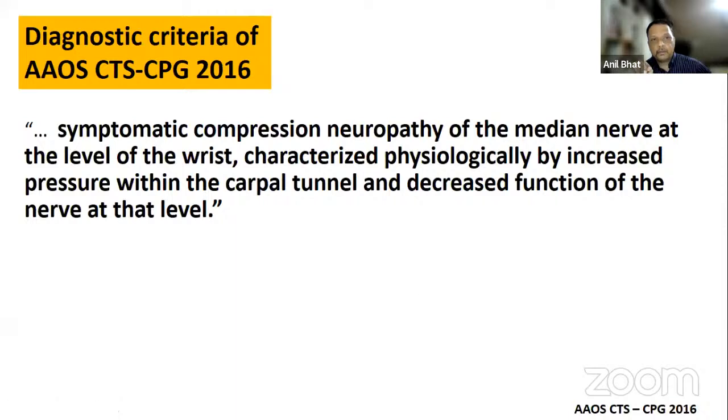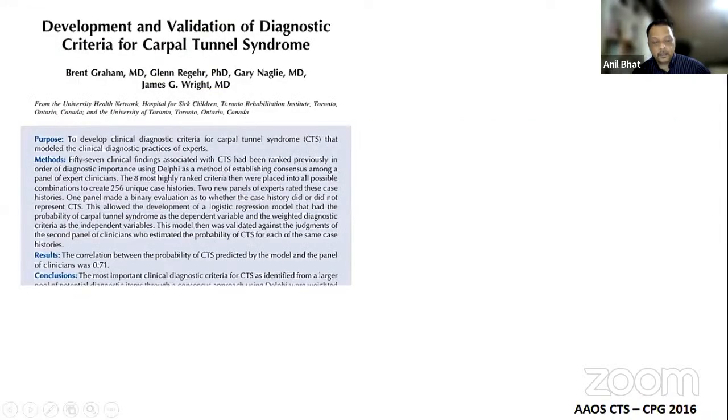But the diagnostic criteria later changed. The CPGs, the clinical practice guidelines, came in 2016. This was a group of experts who had meetings using what is called the Delphi methodology. So: symptomatic compression neuropathy of the median nerve at the level of the wrist, characterized physiologically by increased pressure within the carpal tunnel and decreased function of the nerve at that level. That was the basic definition of carpal tunnel syndrome. And they did develop and validate the diagnostic criteria.